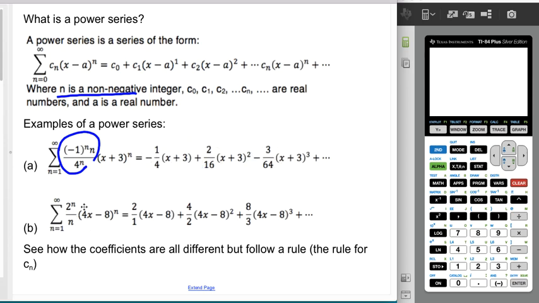Here we have a different c sub n, right? We have 2 to the n over n, and that's going to make my constants, which are going to be 2 over 1, and 4 over 2, and 8 over 3, in front of this 4x minus 8 to the n. And you could simplify this so that it would look more like this, because I understand that it doesn't look like an x minus a, but for instance, what you could do here is you could factor out. If you're saying to yourself, oh, 4x minus 8 doesn't look like this, well, you could actually rewrite this as a 4 to the n times an x minus 2 to the n, and there's your power series that has the x minus 2 to the n, right? So the coefficients are all different, but they follow a rule, in this case, the rule for c sub n.